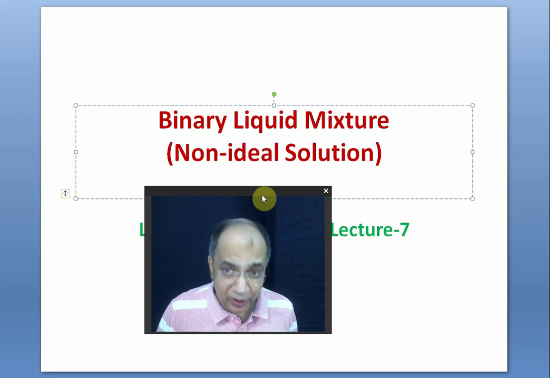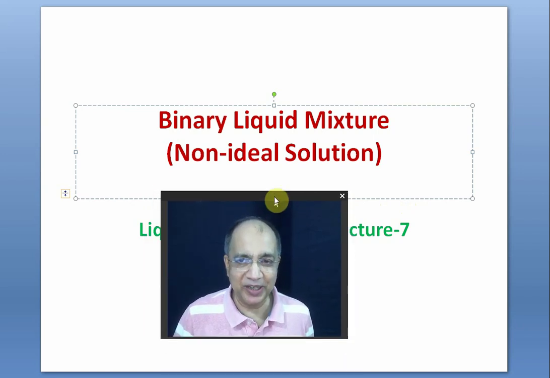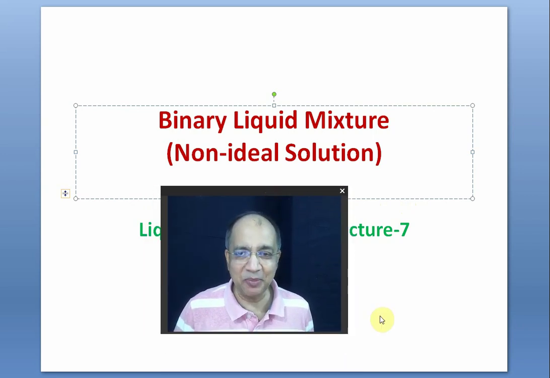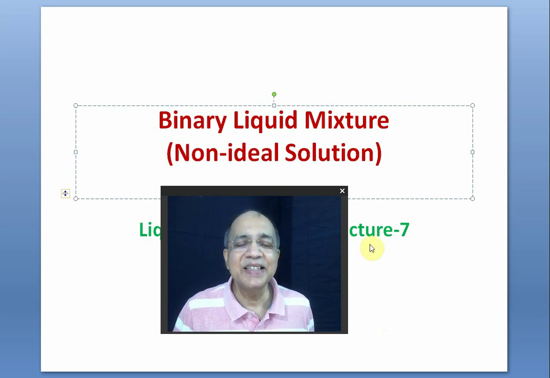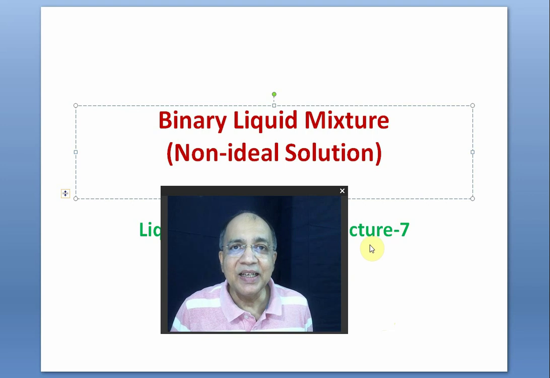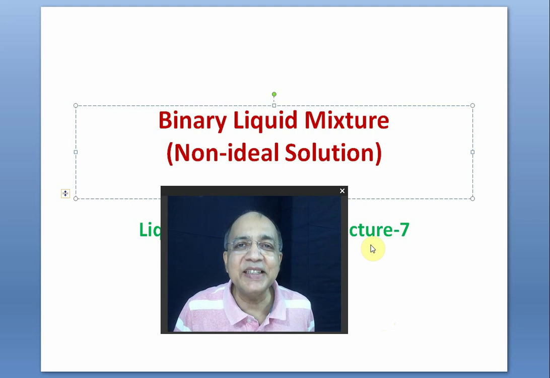In non-ideal solution, such a thing will not happen. You cannot separate the components in the pure state. If one of the components can be separated in the pure state, then the other cannot. The other will be separated as a mixture, as a constant boiling mixture, what we call an azeotrope. Don't worry, we shall be discussing the details.